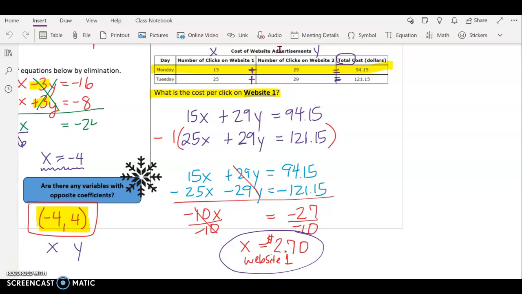So same as solving for normal systems of equations, but in a word problem, you have to create the two equations first, okay? If you have any questions, raise your hand and go ahead and get started on the practice that is posted in the Google Classroom.